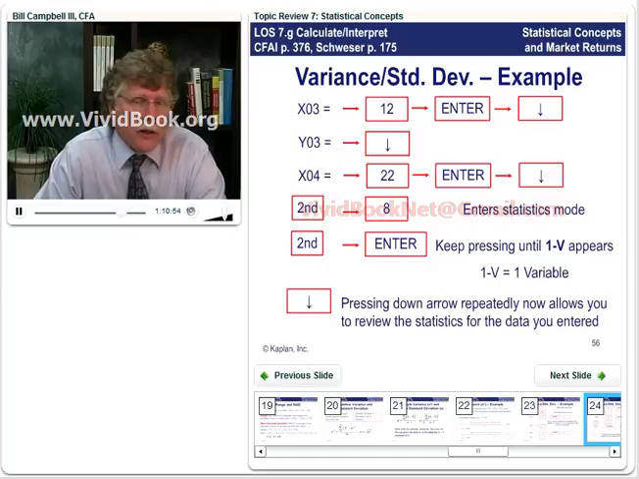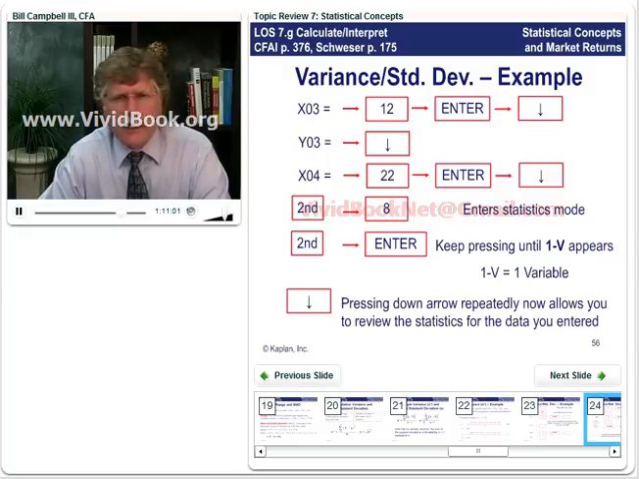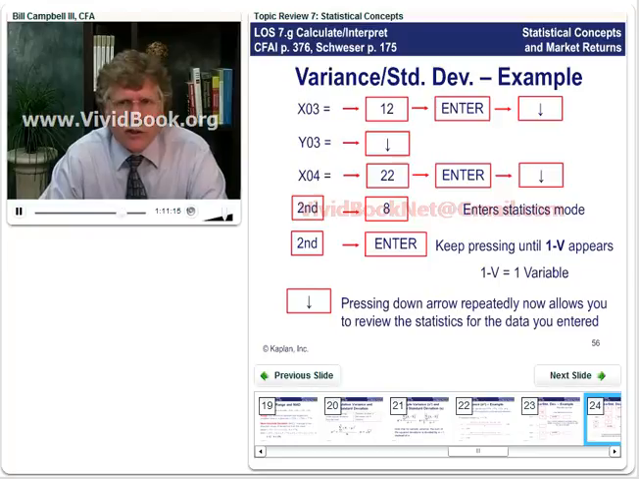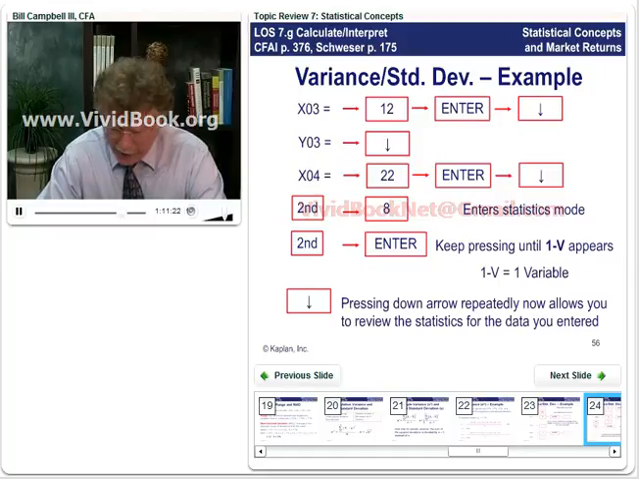But when you do it, depending on what you were doing on your calculator earlier, it might say ln or it might say exp. Just keep doing that, keep scrolling through until you get to the 1-V. That tells you you're in statistics mode for 1 variable, and now you can start looking at the statistics. Once you get to the 1-V, you hit that down arrow, it will scroll through all of the statistics that you have.